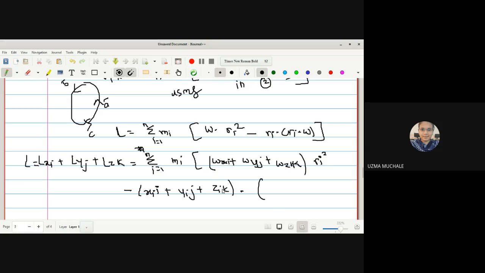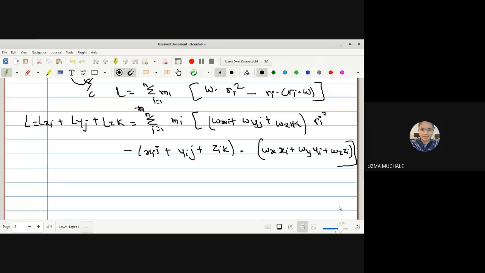Now I have to multiply these two, which will be equal to wx xi plus wy yi plus wz zi. Okay, I will complete the bracket here. Are you getting? Is there any doubt up to this step? No, ma'am. Okay, now simply I have to multiply these and write this one.